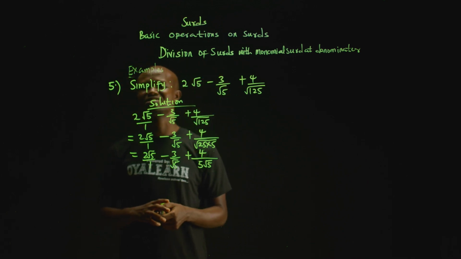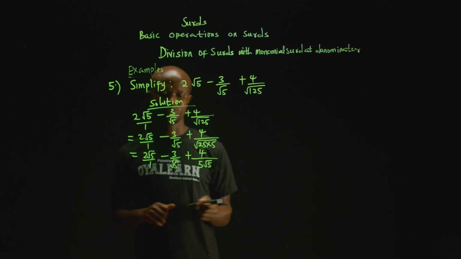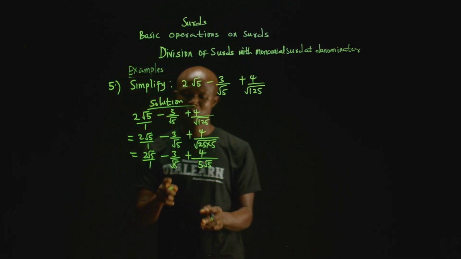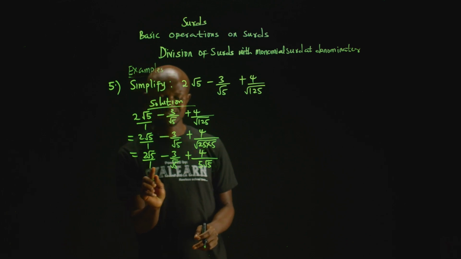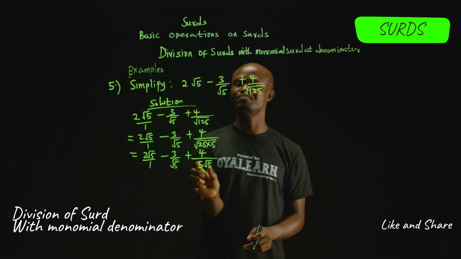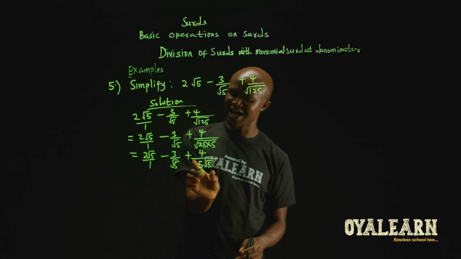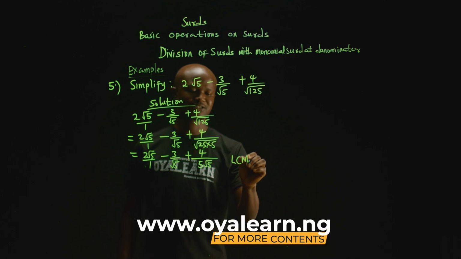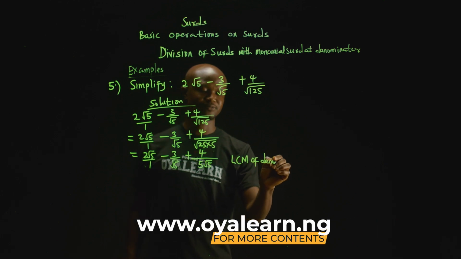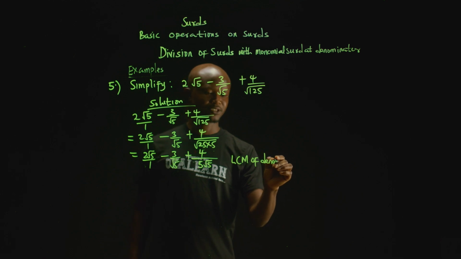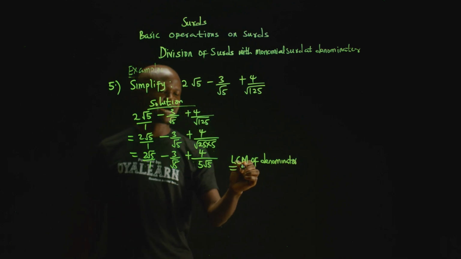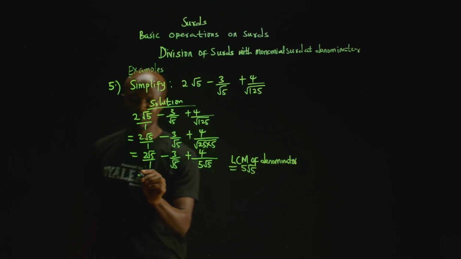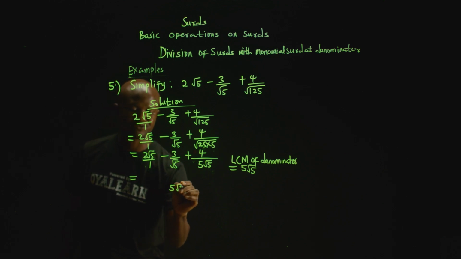So we can take the LCM of the denominators. What will be the LCM of the denominators? We have root 5 here, we have 1, and 5 root 5 is a multiple of root 5. 5 root 5 is also a multiple of 1. So the LCM of the denominators will be what? Denominator equals 5 root 5. Then we write this as divided by 5 root 5.